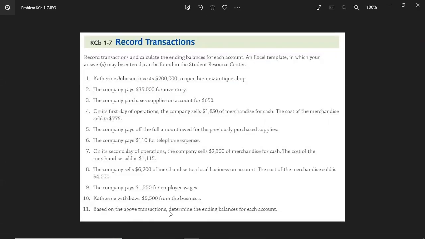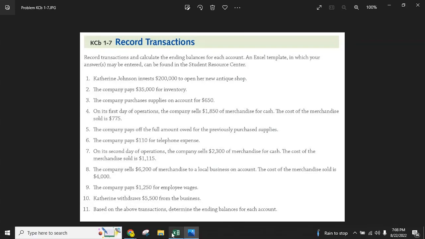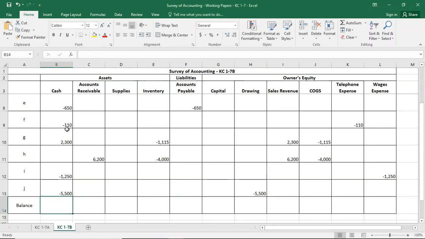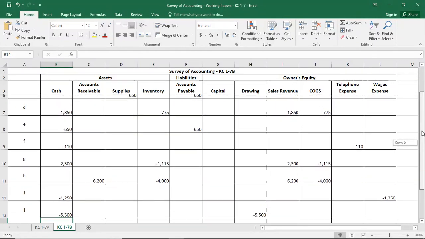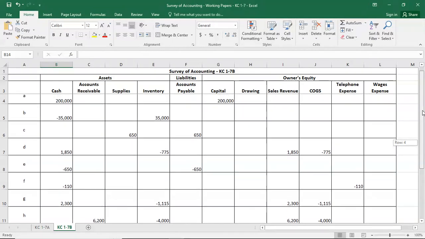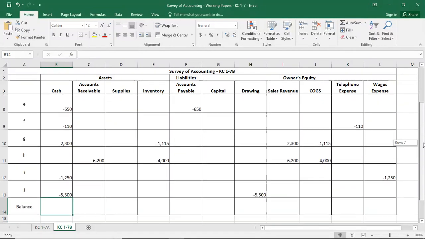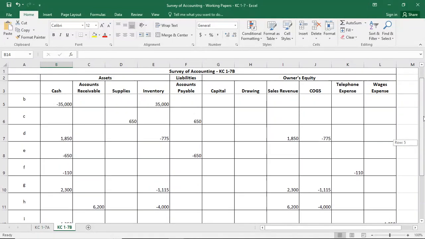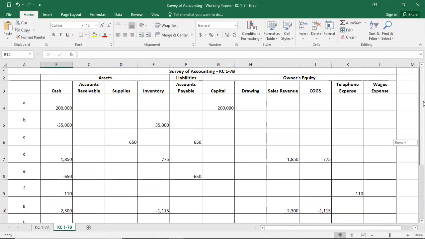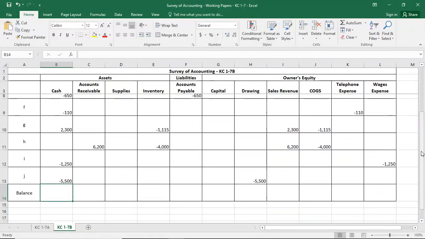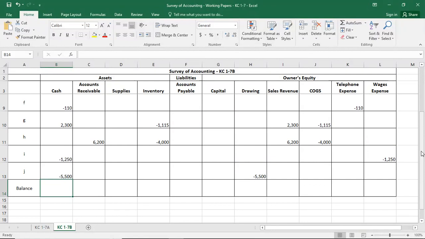Step 11, based on the above transactions, determine the ending balance for each account. So we're just going to add up each one of these columns and put the answers down below. Don't forget, if you're using the Excel spreadsheet, the boxes are larger so that you can print them and write in them. So you're going to have to scroll up to see everything. Now I'm going to teach you a little bit of Excel along with the accounting in this. If you're doing this by hand, just grab a calculator and add up the columns. If you're doing this in Excel, I'm going to show you an equation that will do the addition for you.